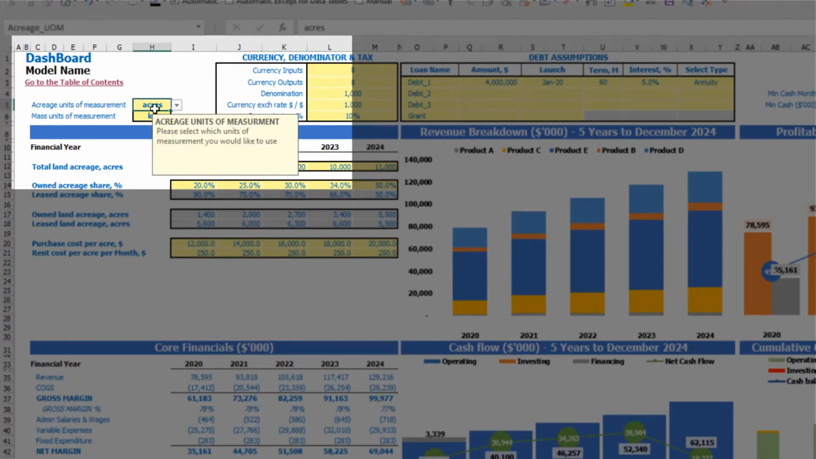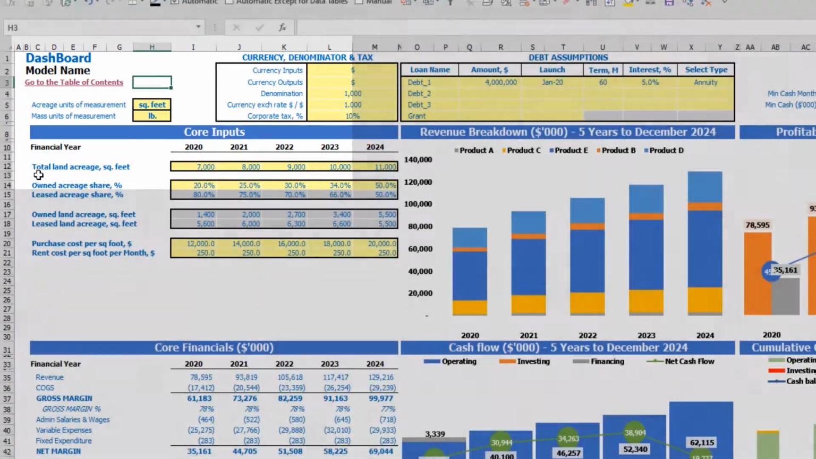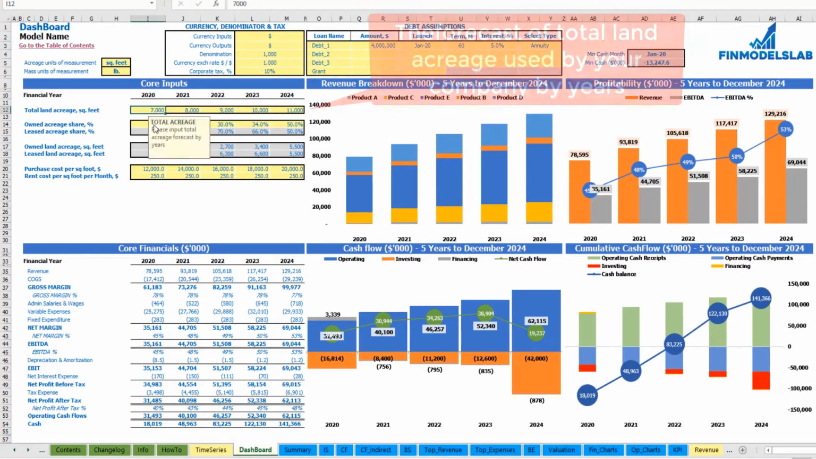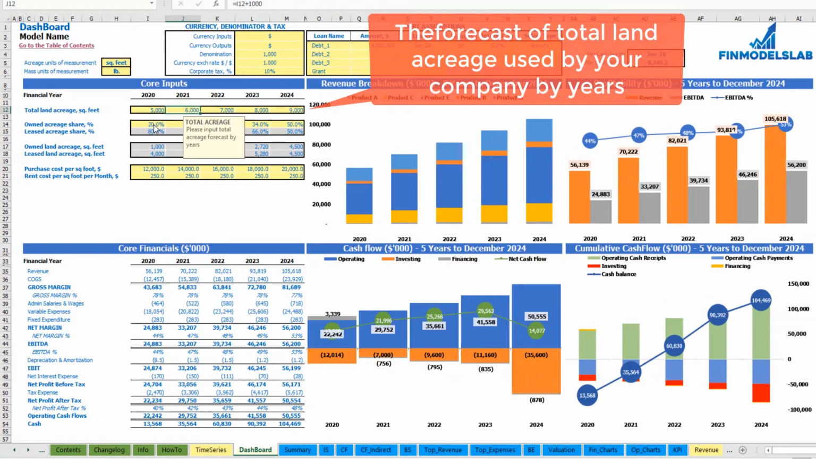Please note that each yellow cell has its own explanation of what you are supposed to input. It's just easier to navigate across the model and to understand what you are supposed to input here. So let's set up the acreage, for example, in square feet and the mass in pounds. So the next step is to set up your total land acreage by years, for example, 5,000 first year and additional 1,000 acres each next year.